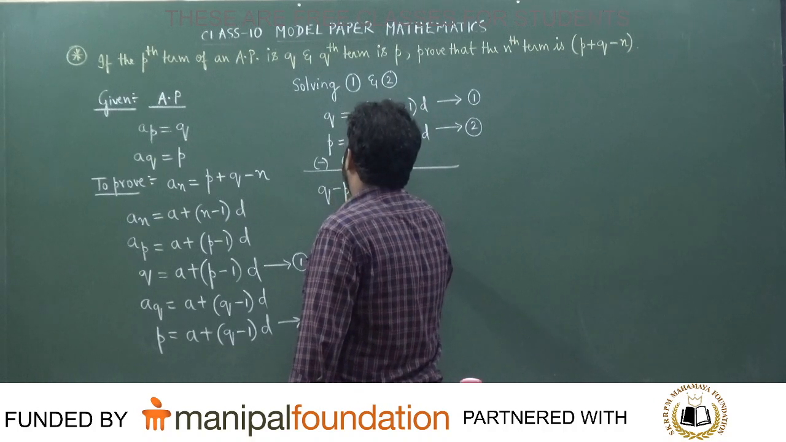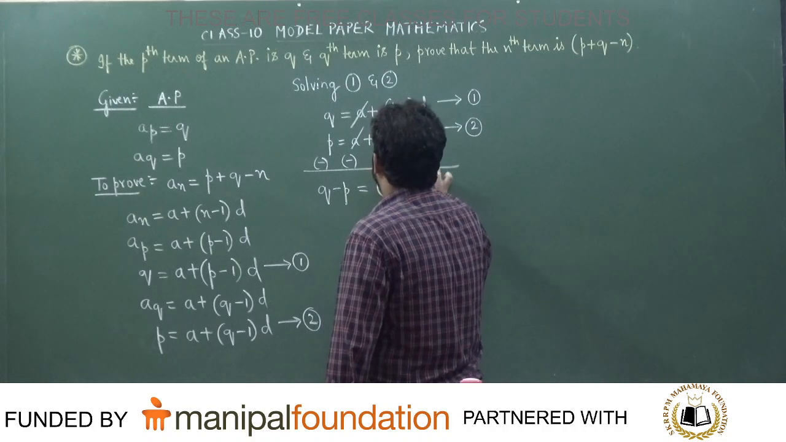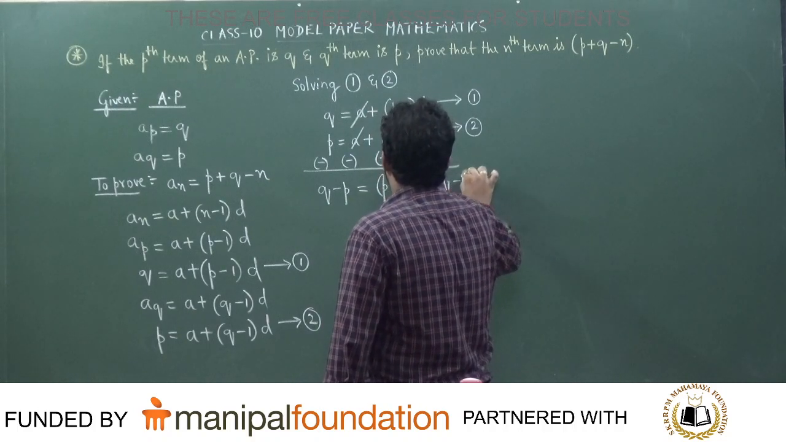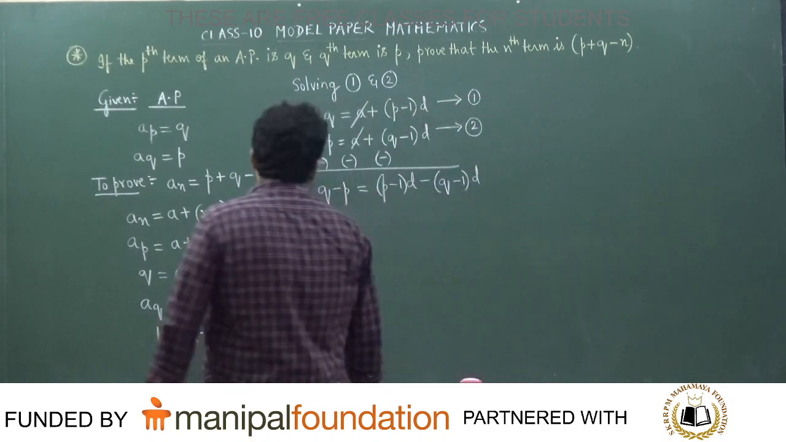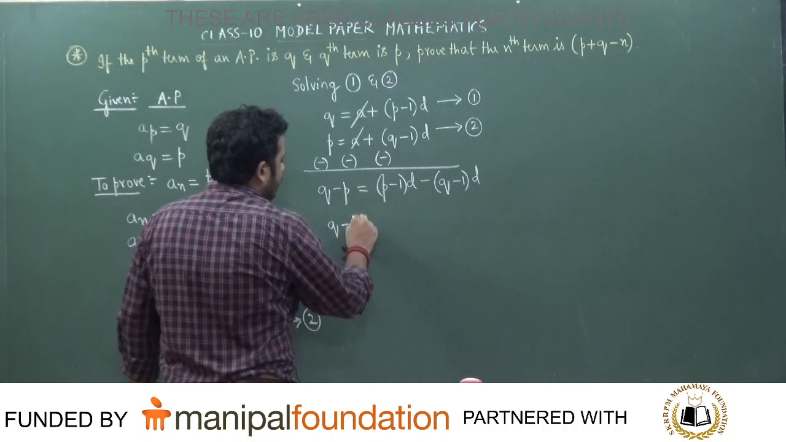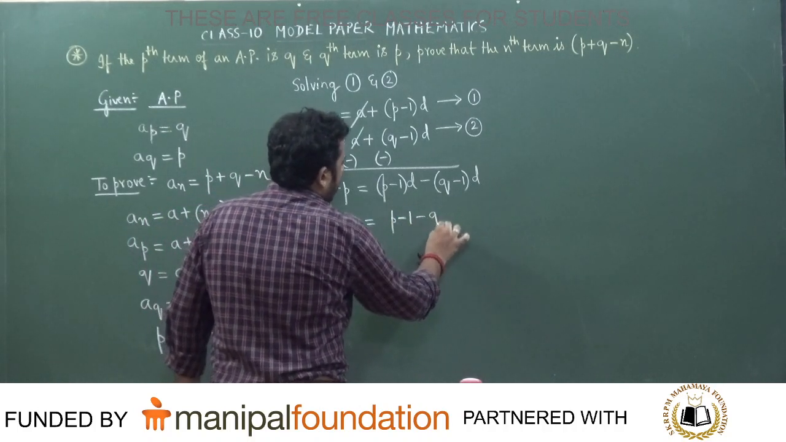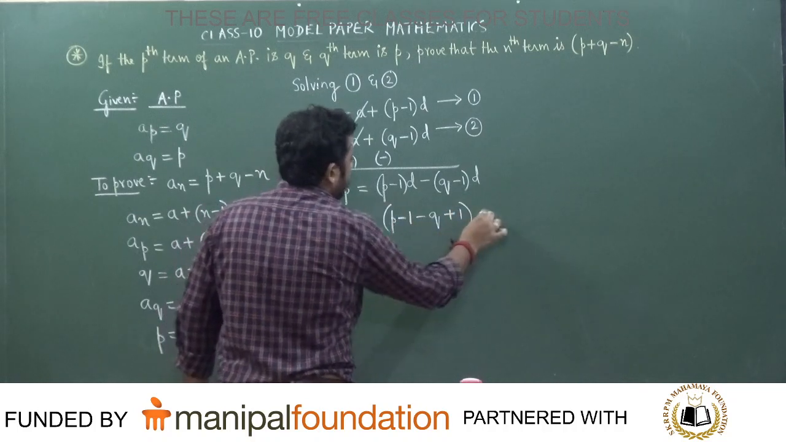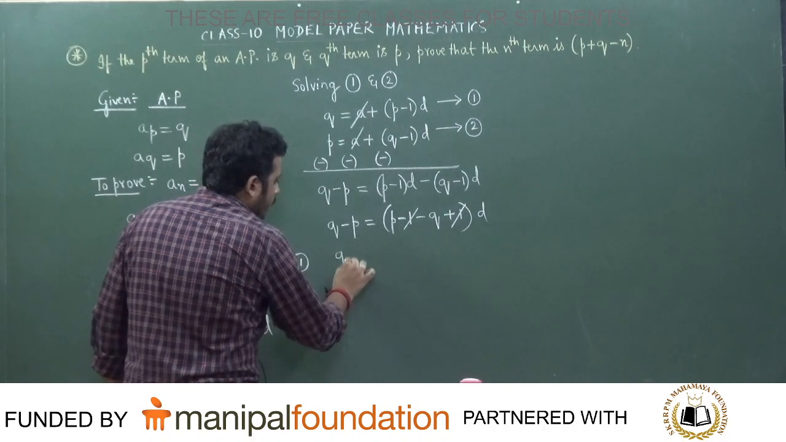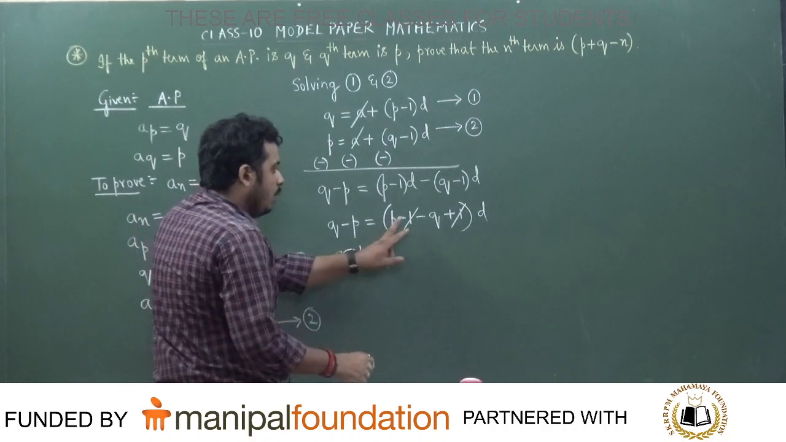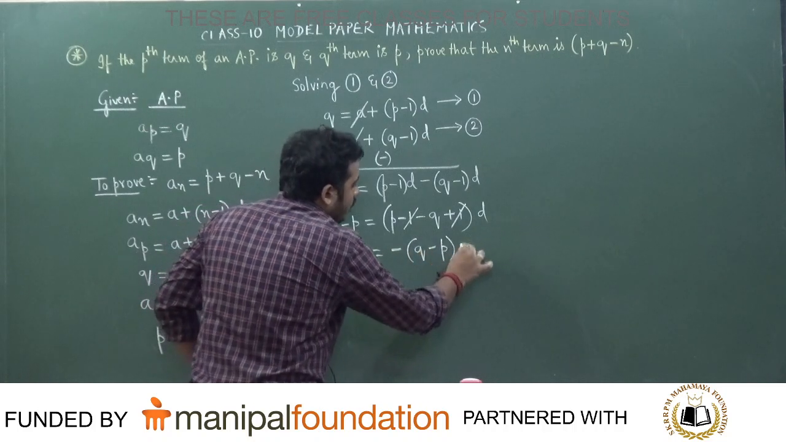Q minus P, that is equal to P minus 1 times D minus of Q minus 1 times D. Is it okay? So can you tell me what we get here now? Q minus P, that is equal to D, taking it outside, P minus 1 minus Q minus 1, that will be plus 1 times D. Minus 1 and plus 1 cancel, students. Q minus P, that is equal to, taking the minus outside, we get Q minus P into D. Correct or not?